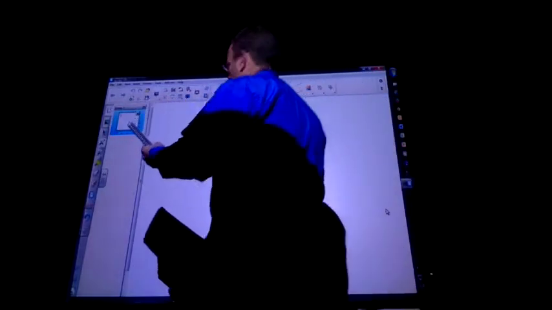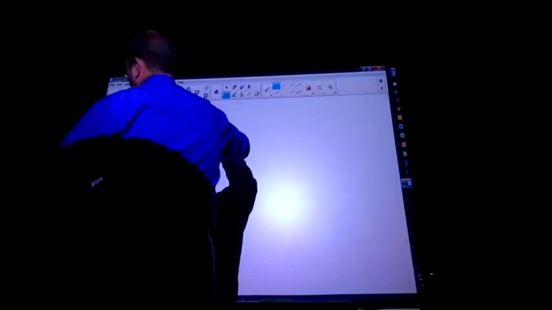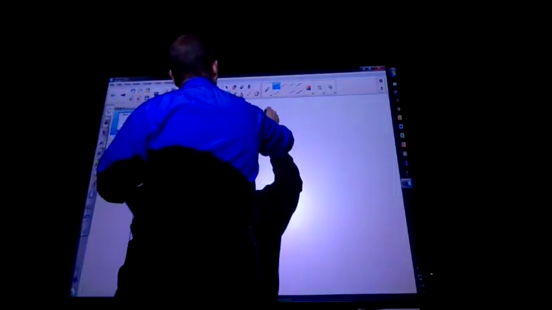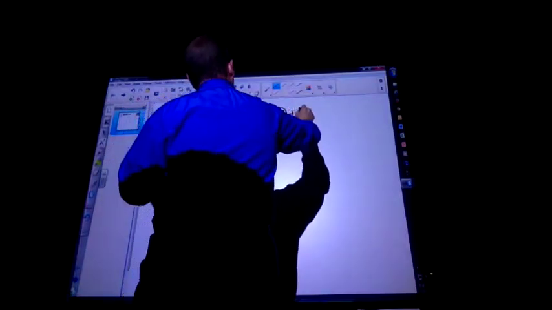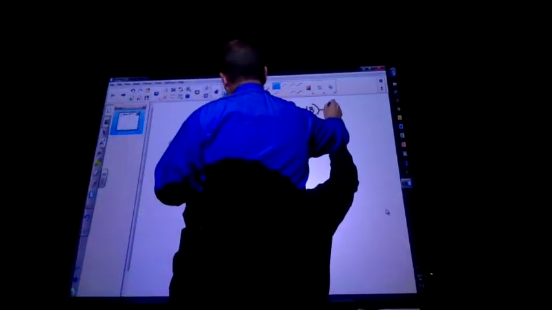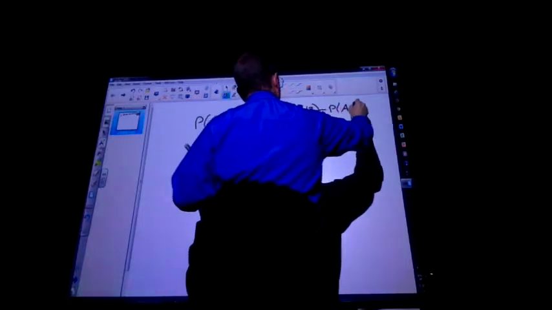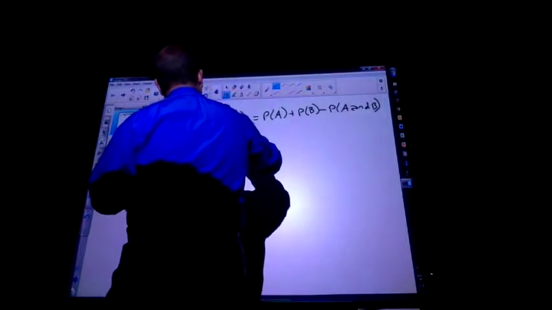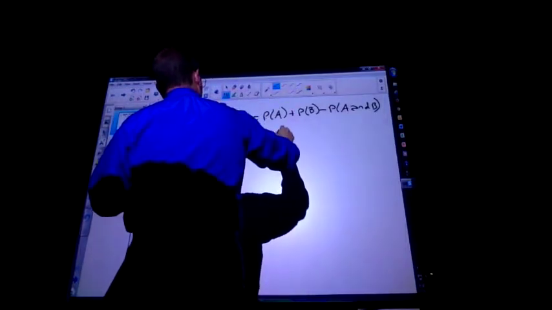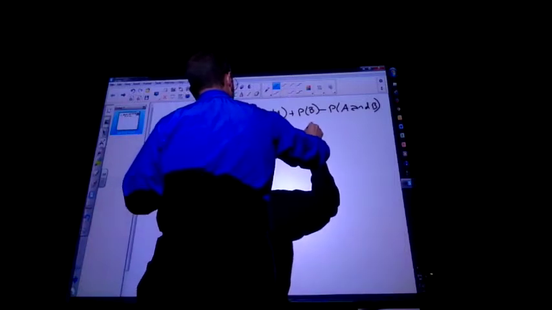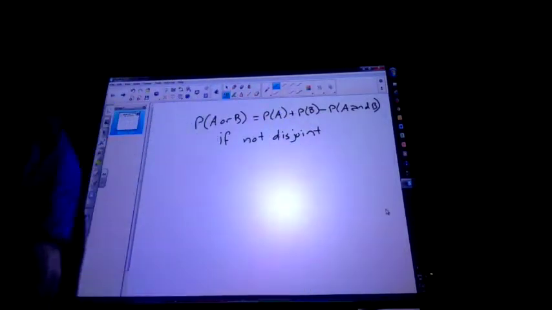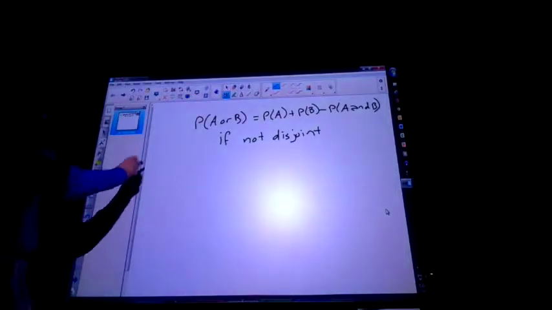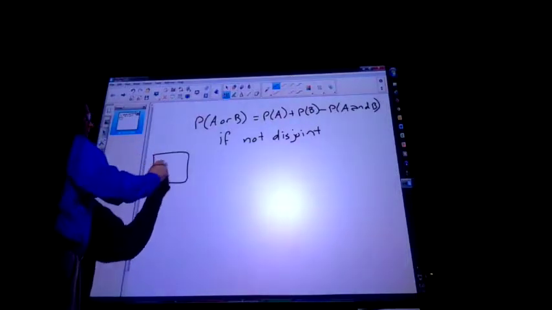Gotcha. That's coming. All right, so I want to go back and talk about this. Okay, so we have to look at this. So remember, disjoint means if it was a disjoint event, the Venn diagram looks like this.